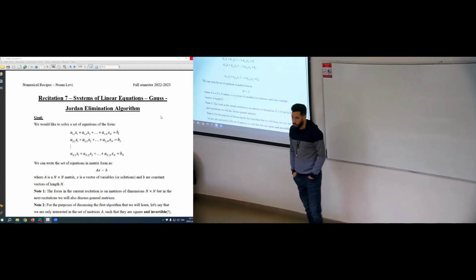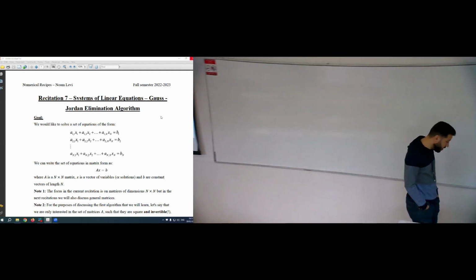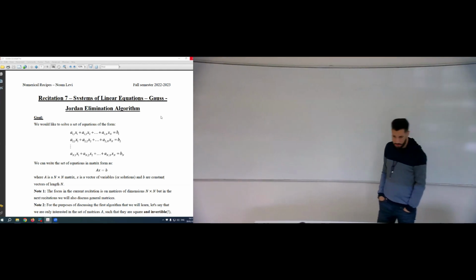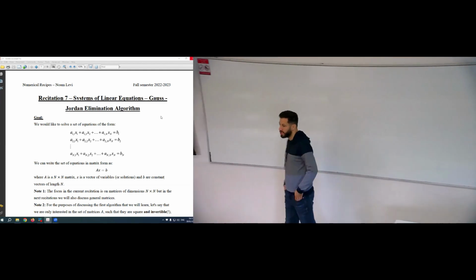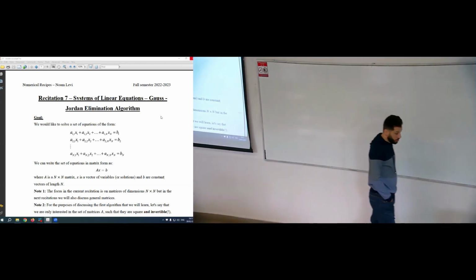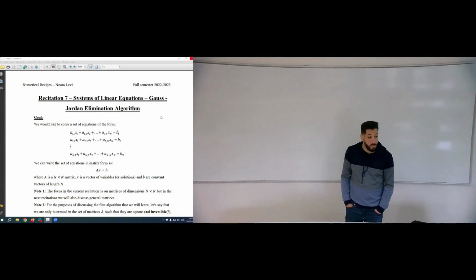And we will assume in this recitation for now that A is invertible. There is a unique solution for this set of equations because A is invertible. So that's our assumptions. So there is a single solution, or it's unique.